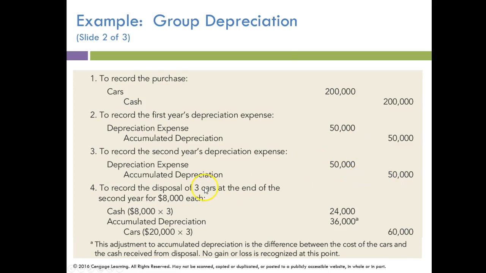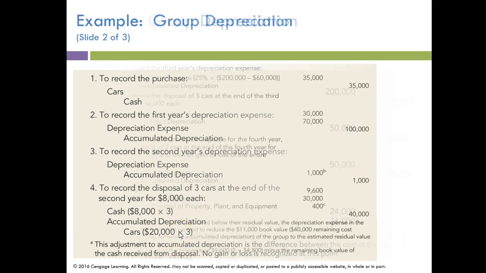And in year 3, we decide we're going to get rid of 3 of these cars, or I guess at the end of year 2. And we're going to get rid of 3 of these cars for $8,000 each. So we'll receive cash of $24,000. We're going to debit the accumulated depreciation account, and then we're going to have the credit to the cars account for the 20,000 that was our initial book price times the 3 cars.